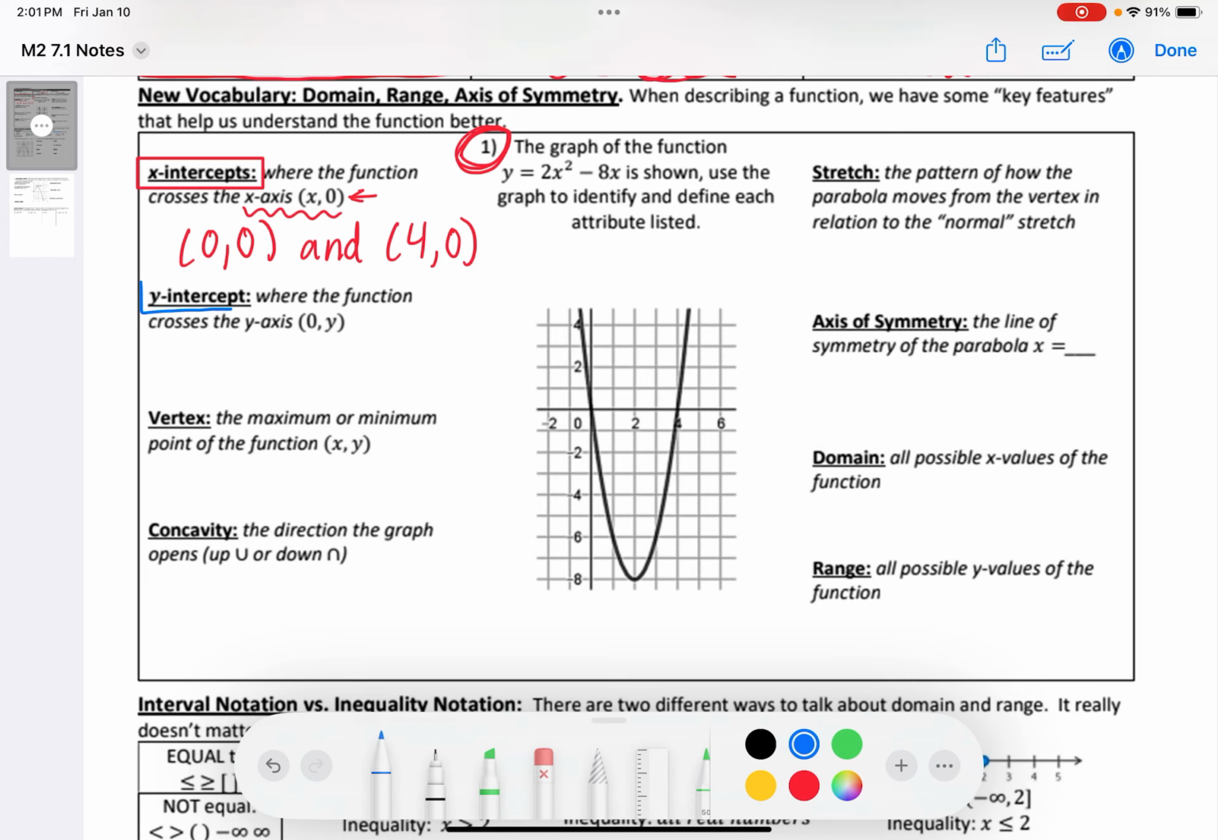And then my y-intercept is where the function crosses the y-axis. My y-axis is the vertical axis right here, and it looks like it crosses it just once, at 0, 0. All right, so those are x and y intercepts.